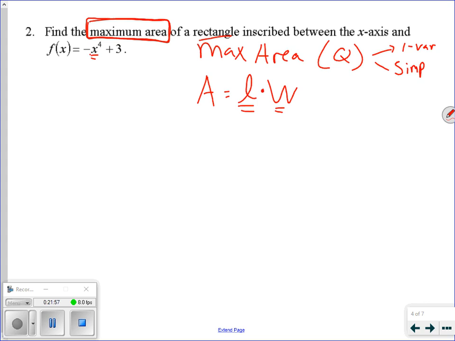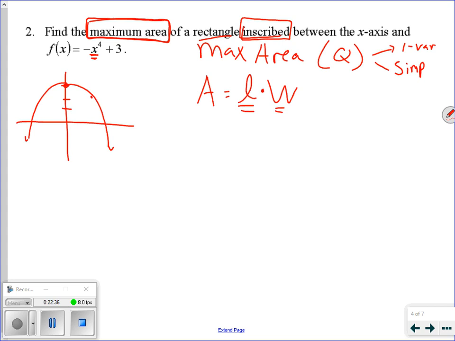If you were to graph negative x to the fourth plus 3, it's just a parabola that's been flipped and up 3. So if you graph this, you're going to notice that the function looks pretty similar to just a quadratic. It's going to look something like this. Okay? Now, I'm trying to figure out how I can inscribe a rectangle in there between the x-axis. Inscribed means that the corners are touching the x-axis and the function. Okay, so it looks something like this.